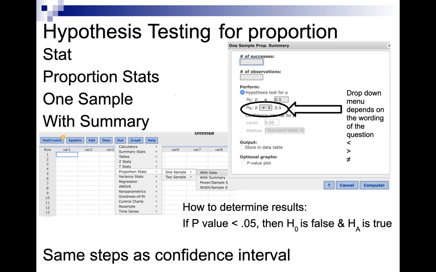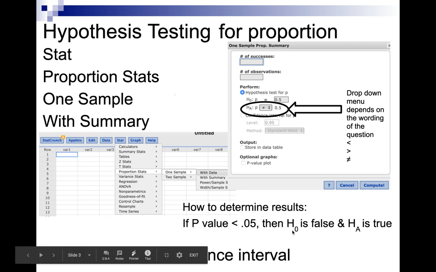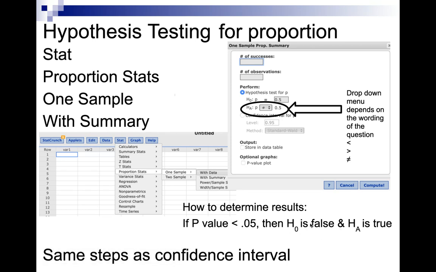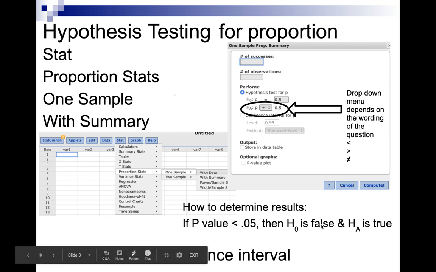A low p-value means you're not likely to get the same results again if you were to repeat the experiment, which means your initial guess is false. So if your p-value is less than 5%, that means your initial guess, your null hypothesis, is false. And we saw on the last slide, if you prove the null hypothesis to be false, then that automatically means that the alternative is true.